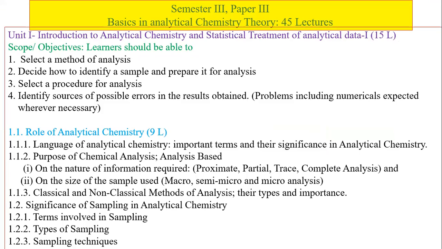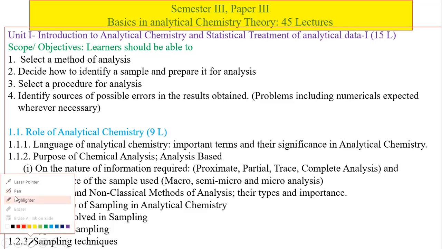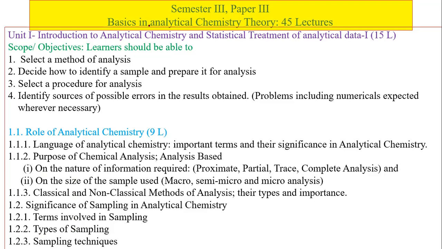Chemistry paper third is the paper of analytical chemistry, and it is for 45 lectures. In semester 3 there are 3 units in analytical chemistry, and all 3 units make up the 45 lectures. Each unit carries 15 lectures, as you can see here on your screen.